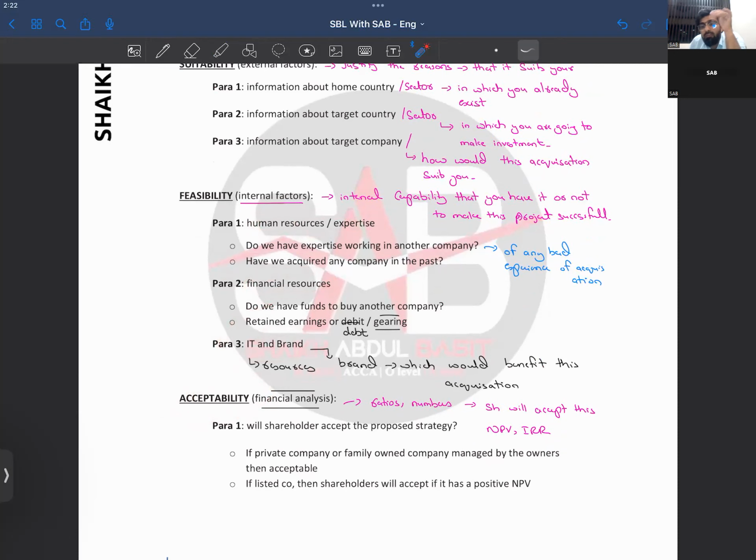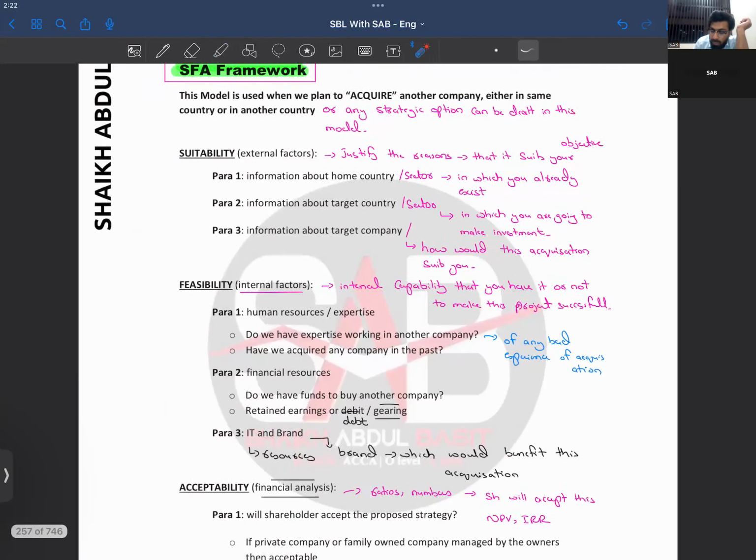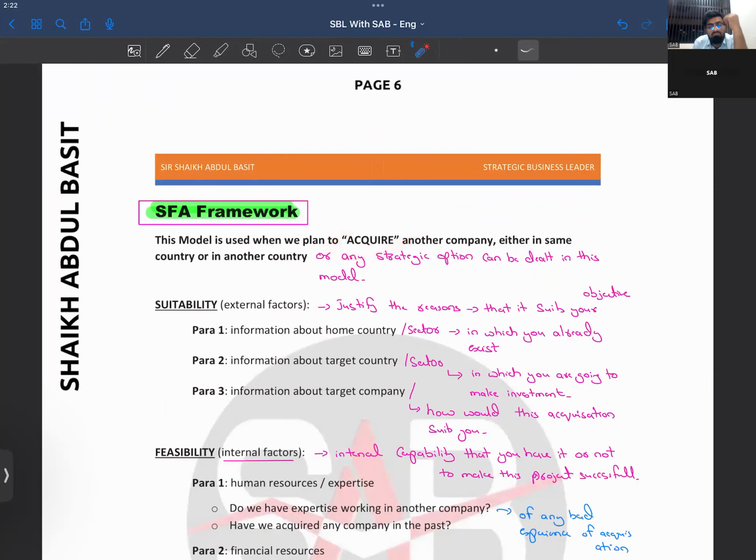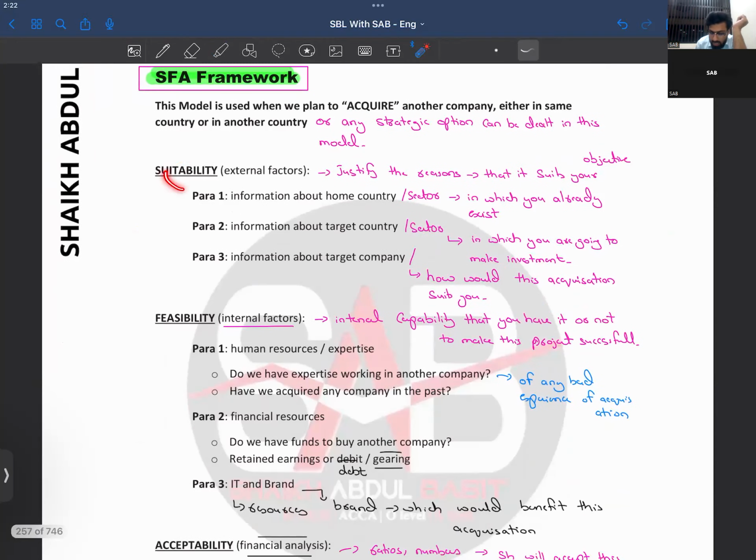And once the strategy is found to be feasible, then you have to identify whether the strategy is acceptable. What is that? That you have enough resources, enough funds, and the shareholders' approvals. So these three factors need to be identified before implementing a particular strategy. The strategy could be to acquire a company, do some revamping, some refurbishment, these types of things, right? So strategy needs to be assessed in these three stages: suitability, feasibility, acceptability.